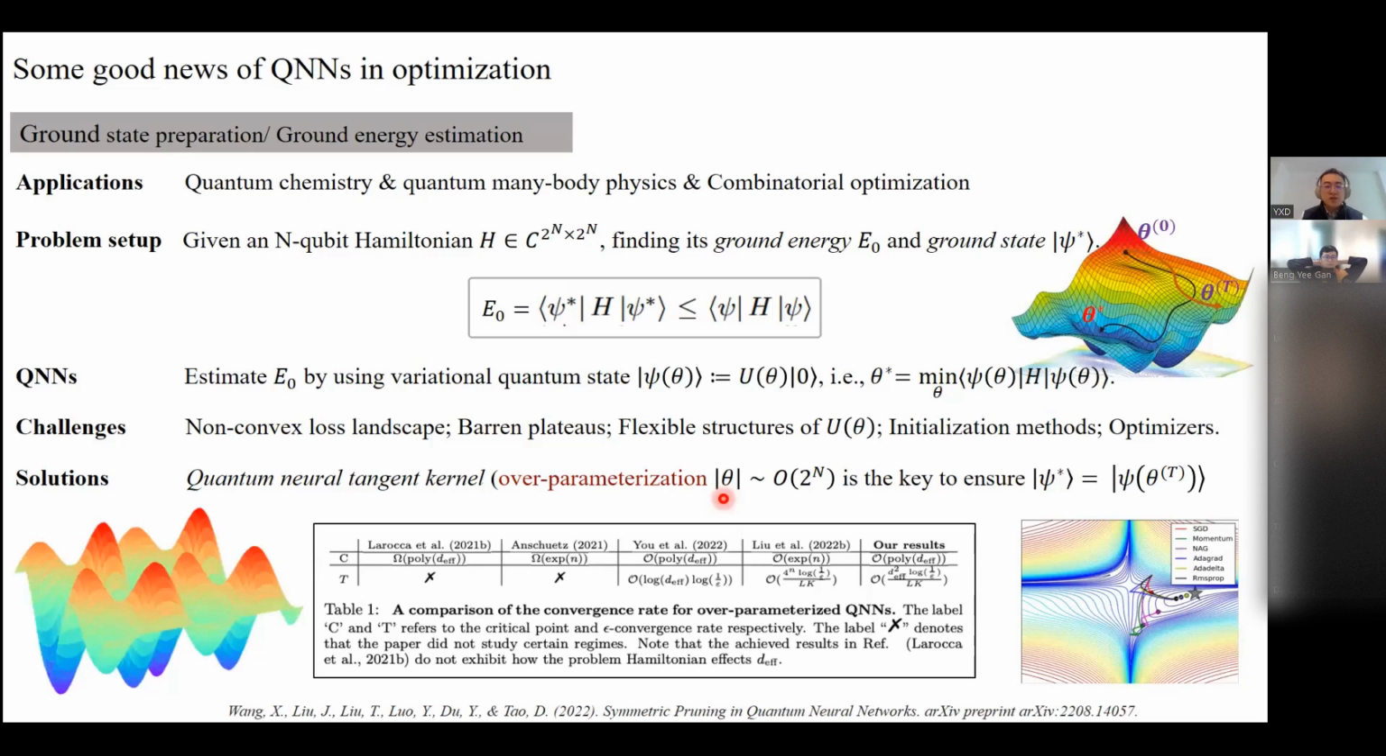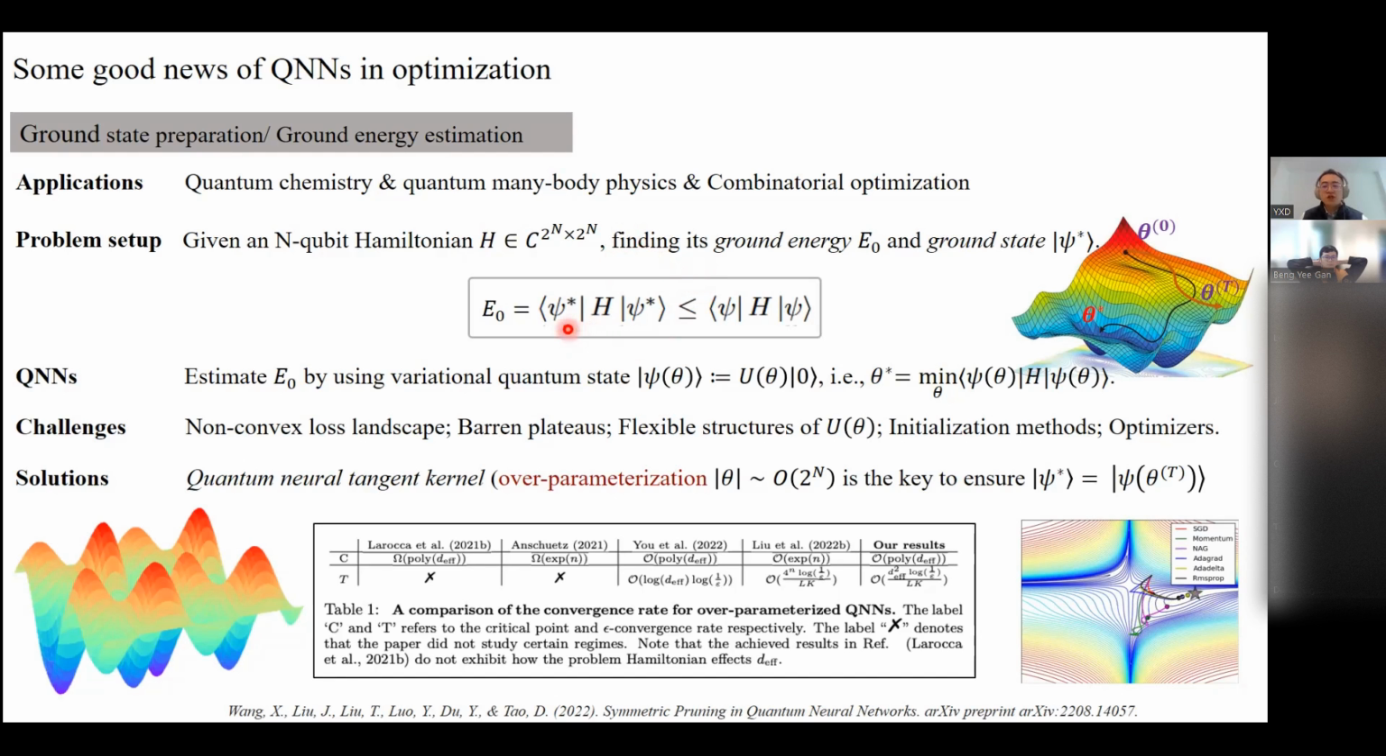So based on the above understanding, I'd like to show some good news about optimization. Typical examples are ground state preparation and ground energy estimation. This is broadly encountered in quantum chemistry, quantum many-body physics, and combinatorial optimization. The problem is, given an n-qubit Hamiltonian H, we want to find its ground energy E0 and ground state phi star. The ground energy means the minimum eigenvalue of the matrix H, and the ground state means its corresponding eigenvector.